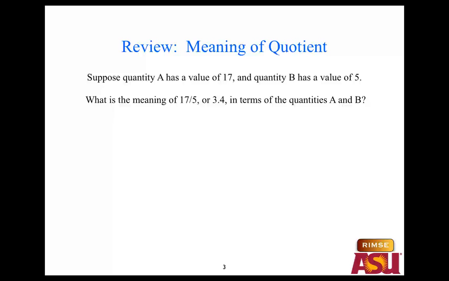Where's Quing Hong? Is there one way you could tell me to interpret the number 3.4? Can you just tell me one way that you talked about? A is 3.4 times B. Okay, so you're saying that A is 3.4 times as big as B. What do you think about that? Is that a way to interpret the number 3.4? Yeah, good.